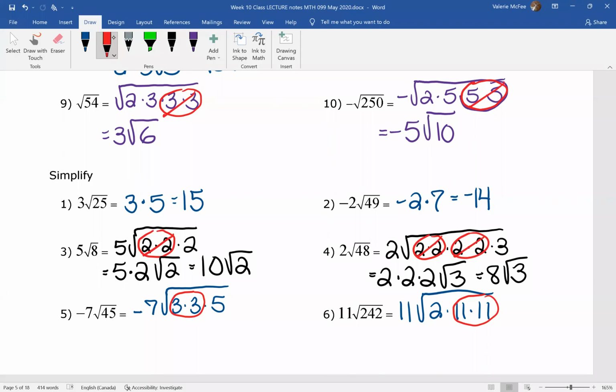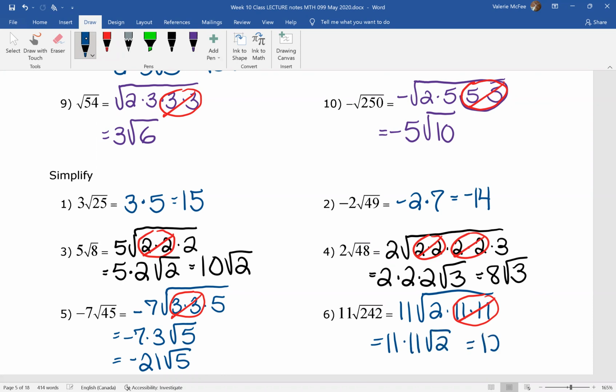In question 5, you saw there were 2 factors of 3 that could be taken out. So we have negative 7 times 3. A factor of 5 remains inside the radical sign. This simplified to negative 21 root 5. In question 6, 2 factors of 11 that can be taken out. So we have 11 times the root of 2, or 121 root 2.